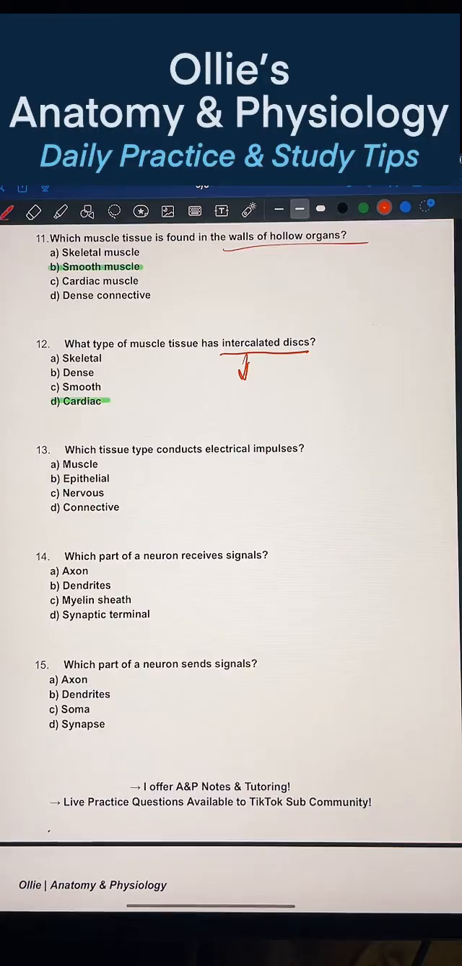Number 13, what tissue type conducts electrical impulses? A, B, C, or D? What do you guys think? If you're new here, all you gotta do is comment A, B, C, or D, whatever you think the answer choice is.